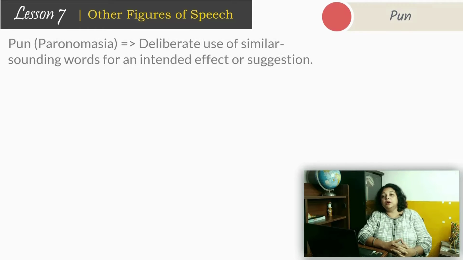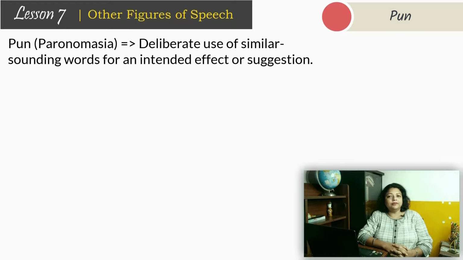Pun is like a word play. In English language, there are many such pairs of words where they sound similar or they are spelled in the same way, but they mean different things. Now, poets and writers often use this special relationship between these two words or this pair of words to create an effect of humor or some suggestion, and this is called pun.